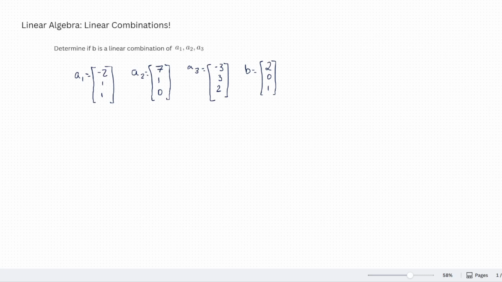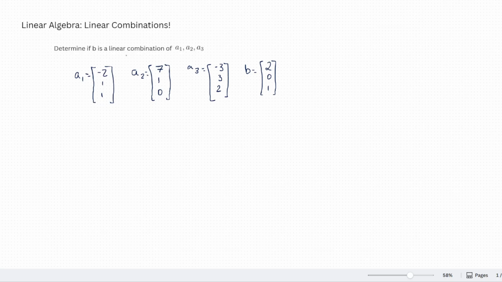So in this video, I'll be going over linear combinations in linear algebra and determining if b is a linear combination of our constant values here of a1, a2, and a3. So first, when we're looking at linear combinations, we need to remember what a linear combination is.